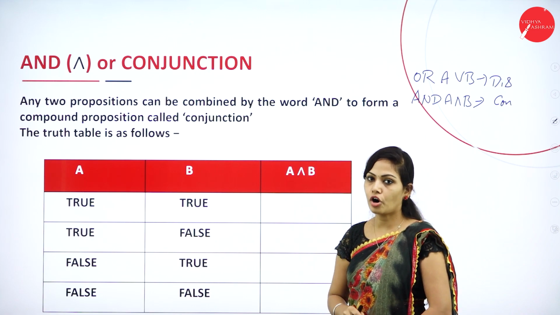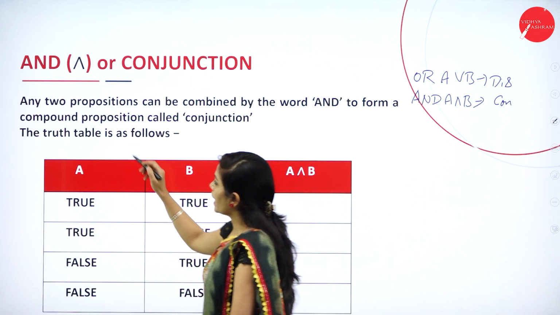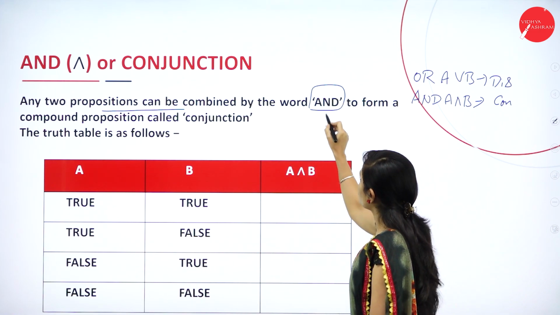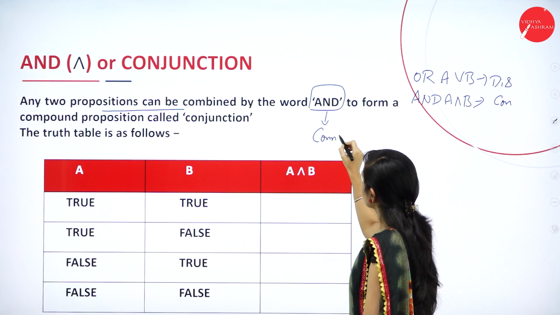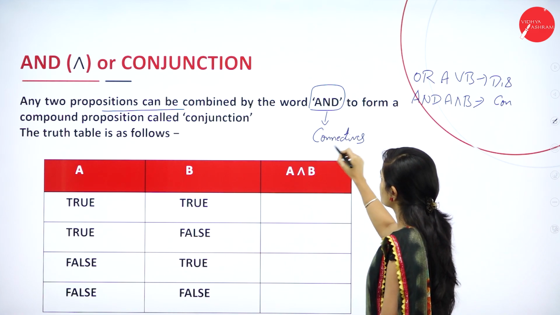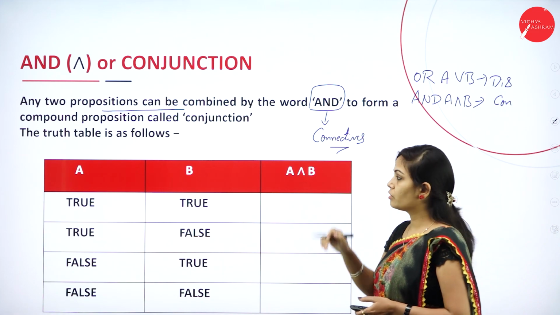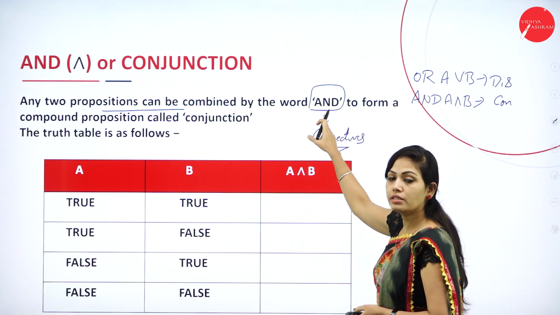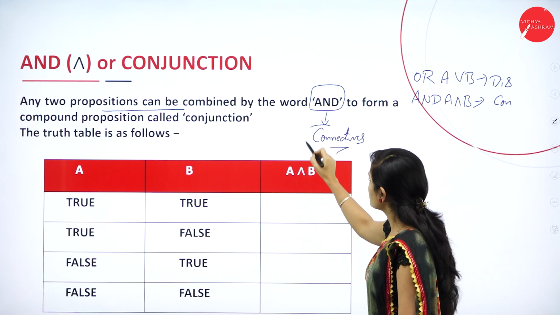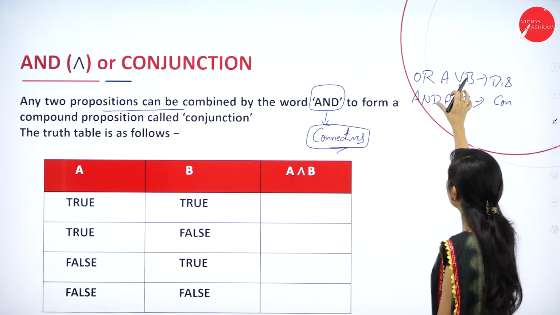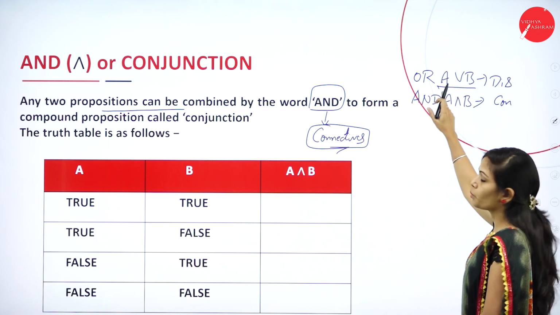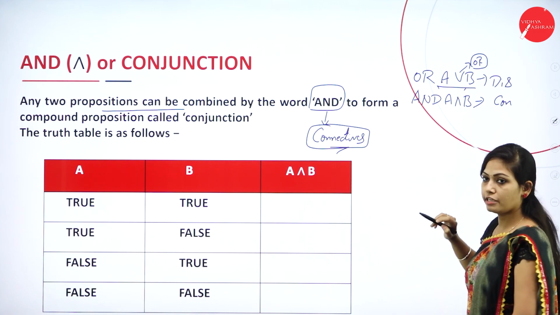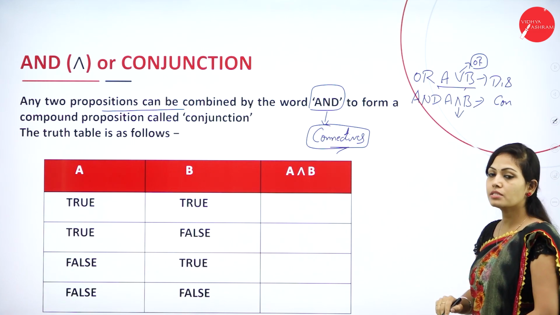So what is this AND operator or conjunction statement? Any two propositions can be combined by the word AND. This AND is called a connective. For getting one statement, we are combining the two statements A and B, and in between we are using the AND operator. This is called a connective. In the same way, in the OR operator we have used two variables, and in between we have used the OR operator, right? So this is also called a connective.